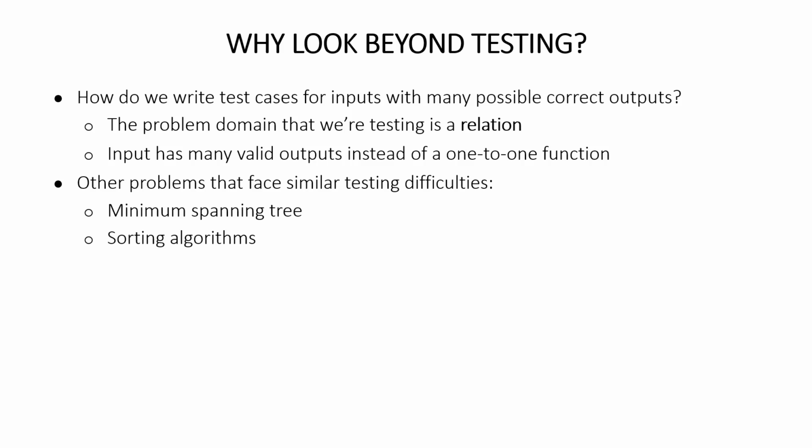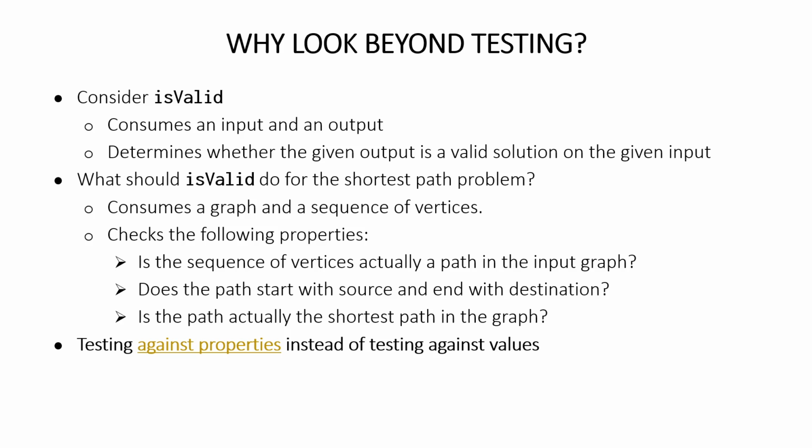And some problems face similar difficulties, like the minimum spanning tree. There's usually also multiple correct solutions, sorting algorithms. If you add stuff like identities of objects, then maybe there are also multiple solutions here. So yeah, we sometimes need to go beyond testing.